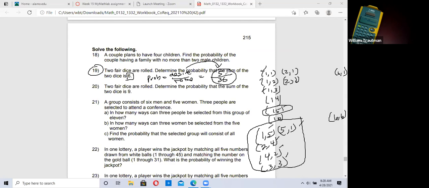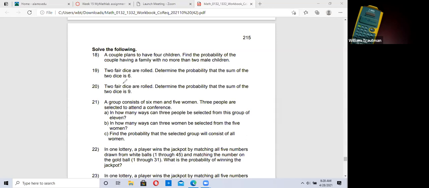And I also have number 20. So there's more than one dice problem. Fair dice are rolled to determine the probability of the sum of 9. Well, to get a 9, I need to roll a 4 and a 5. That's a 9. 5 and a 4. 6 and a 3. 3 and a 6. There's no other way of getting a 9. 4 out of 36, which reduces to 1 out of 9. They both divide by 4. So number 20, the answer is 1 over 9.